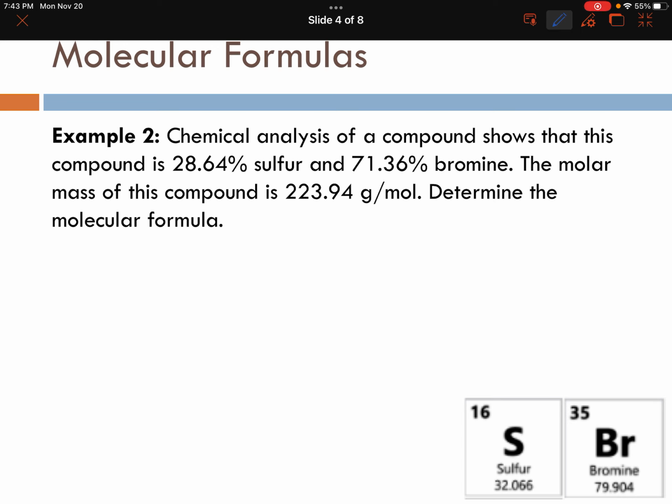So here's the molar mass of my whole compound, 223.94 grams per mole. And then the other key piece of information I need to get a molecular formula is the empirical formula. Well, then what I'm going to need to do is actually go through the whole process of getting an empirical formula first, and then my last new step on top of it will be finding the scaling factor X.